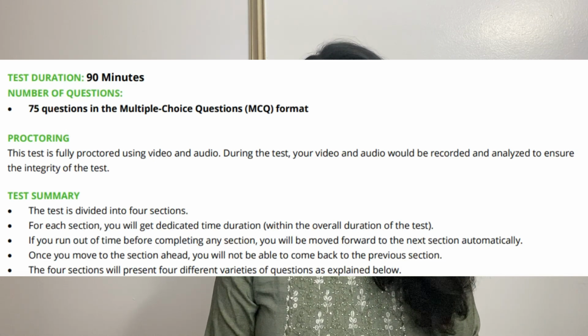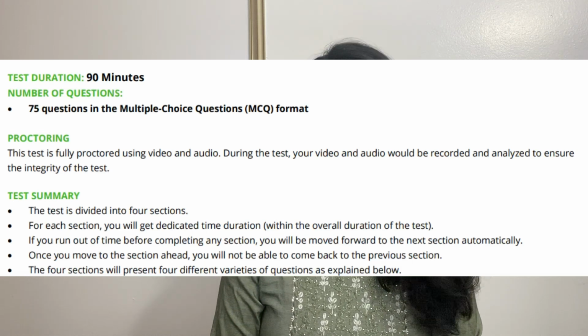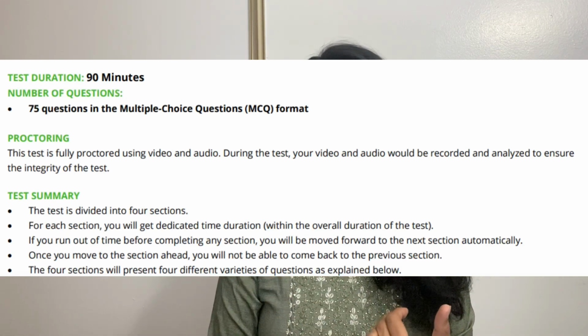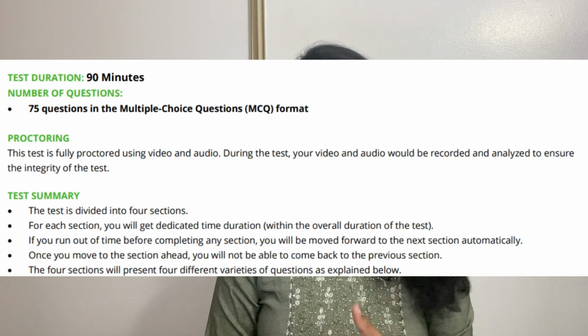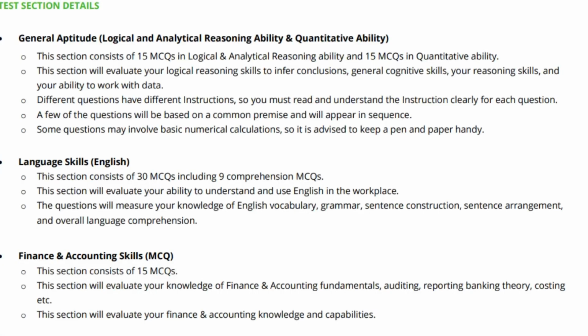Again, there are only 4 sections. First section is general aptitude. I think there is a little bit shift happening in these sections. In general aptitude, there is analytical reasoning and quantitative ability. 15 MCQ questions on logical and analytical reasoning, 15 MCQ questions on quantitative ability. Again, you know what the questions are. Questions will be from logical reasoning, general reasoning, cognitive skills. Then there are maths related or quantitative aptitude questions. Please keep pen and paper with you.